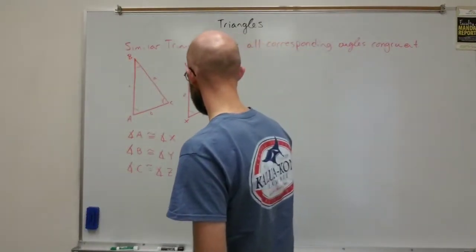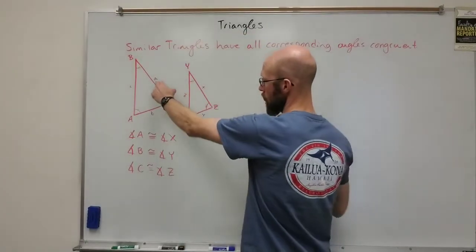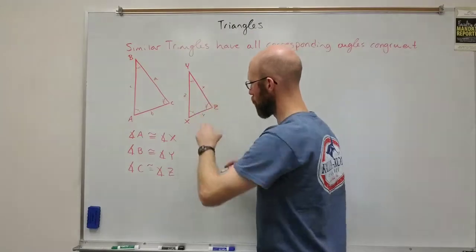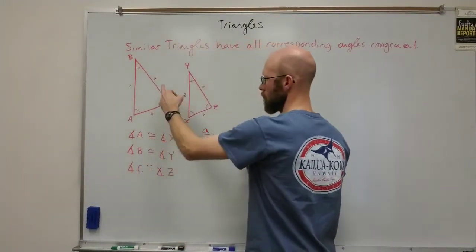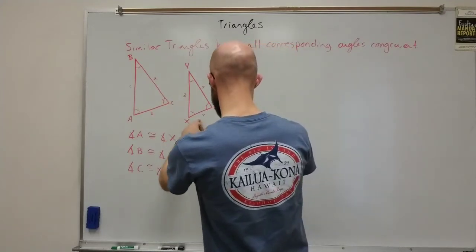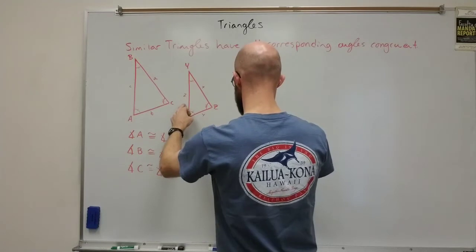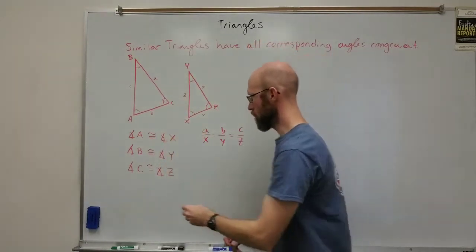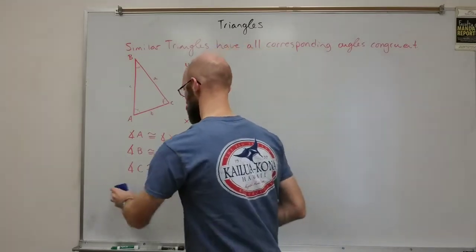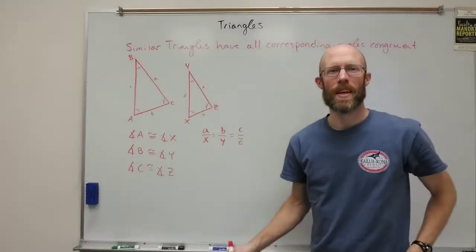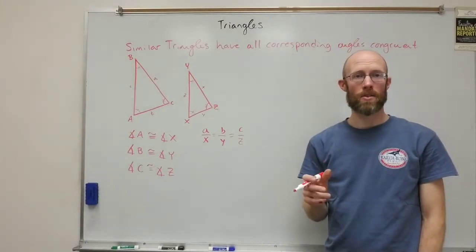And so if I were to take side a over x, that's equal to b over y, which in turn is equal to c over z. That z looks a little big, it almost looks like a capital Z, but it is not. And so these ratios between the sides are equal.